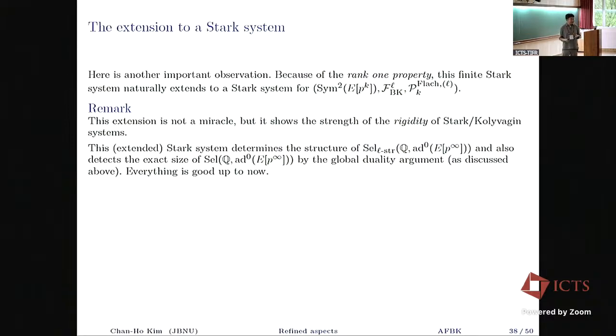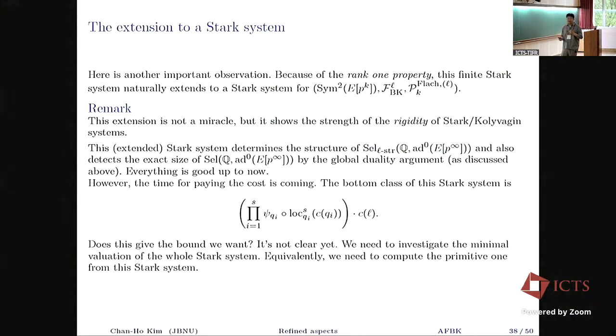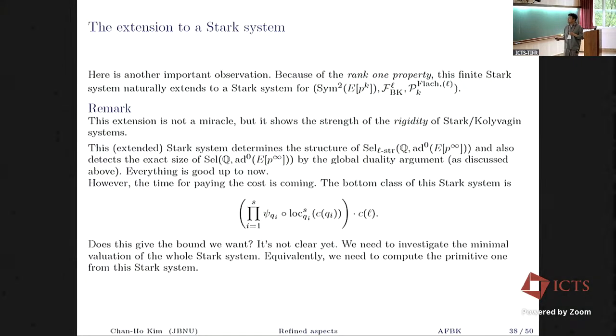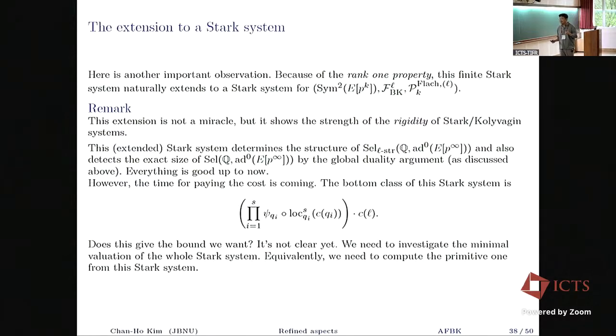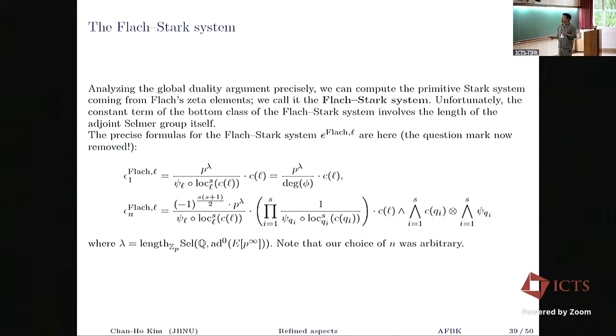Everything is good up to now, but it's time for paying the cost. The bottom class of this Stark system has this constant in front. Because of this constant, it is unclear what kind of bound we actually have. So we need to investigate the minimal valuation of the whole Stark system. Equivalently, we need to compute the primitive one from this extended one. By analyzing the global duality argument precisely, we could compute the primitive one, and we call it a Bloch-Stark system.